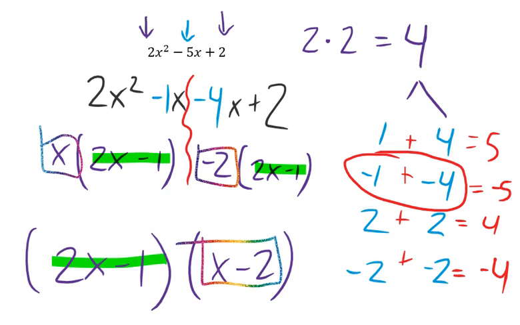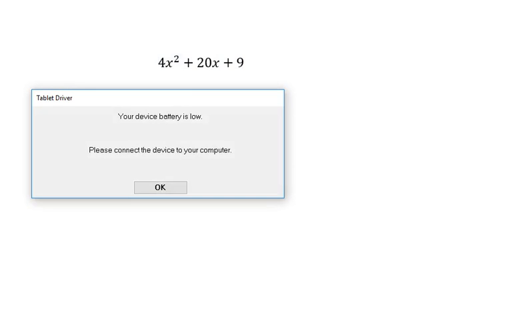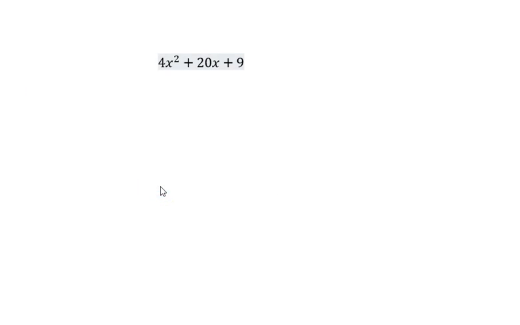We'll try another one, if I can find another one. This looks like another one. Oop. Try again. There we go. First thing I do is I look for a GCF. 4, I can only divide by even things. 9, I can't divide by even things. So there's not going to be a GCF there.